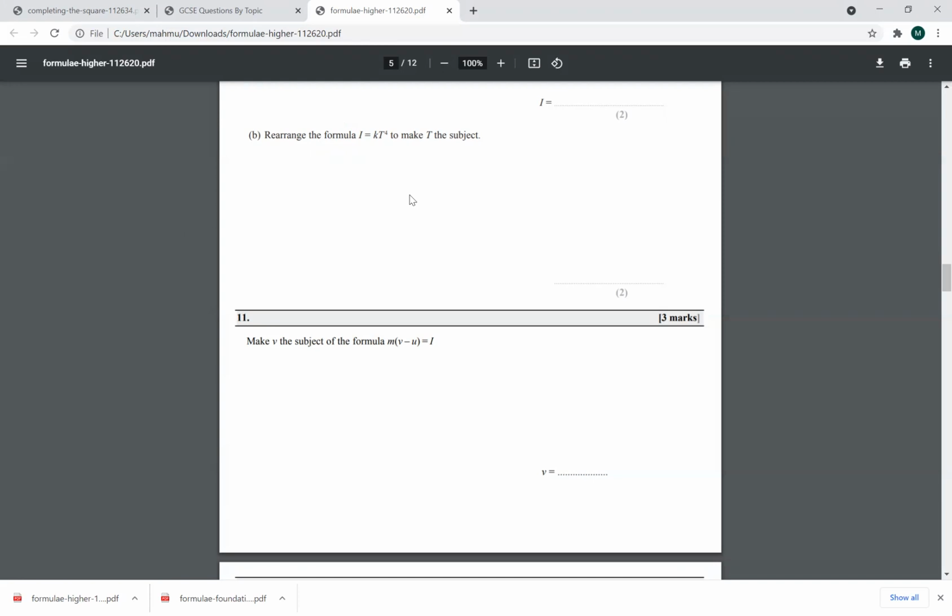So how will you separate the K first? Don't worry about T to the power of 4 for now. Let's think of where you could separate the K. How will you separate the K? Come on. Divide? Yes, divide. You're taking it to the other side. So what's going to happen? Write it down for me.